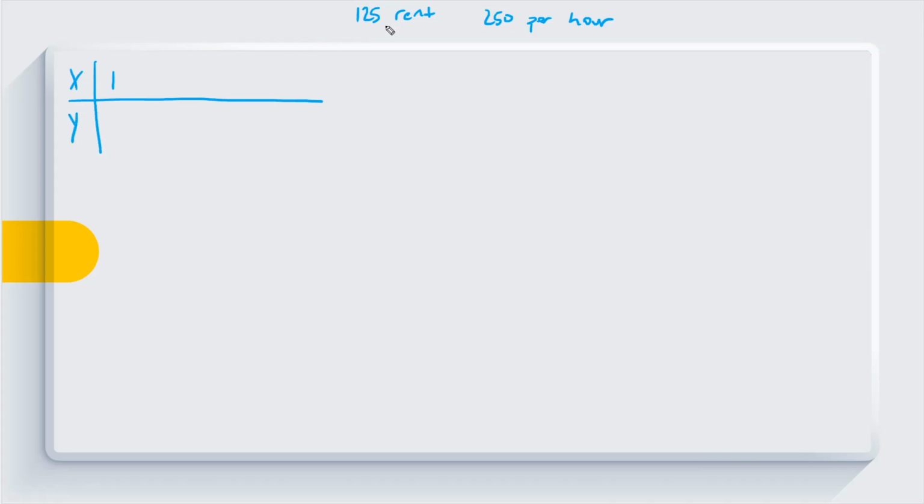it's going to be 125 plus 250, which is going to be 375. For the second hour, we're just going to add 250 to that, right? So 375 plus 250 is 625. 3 hours. We'll just add another 250 to that. We're just going to keep these numbers simple instead of jumping around too much.